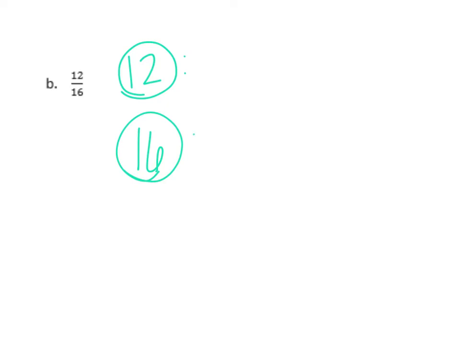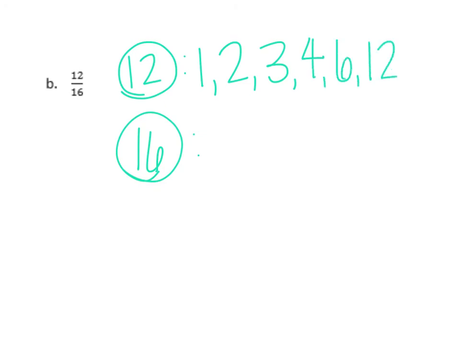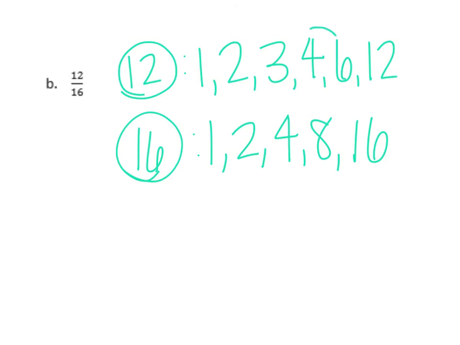Look at letter B. We have 12/16. First, think about the factors of 12 and 16. Pause the video while you work and replay when you are ready. So the factors of 12 are 1, 2, 3, 4, 6, and 12. The factors of 16 are 1, 2, 4, 8, and 16. Now, what is the greatest factor that both 12 and 16 have in common? Pause the video and replay to check your work. The greatest factor of 12 and 16 is 4.